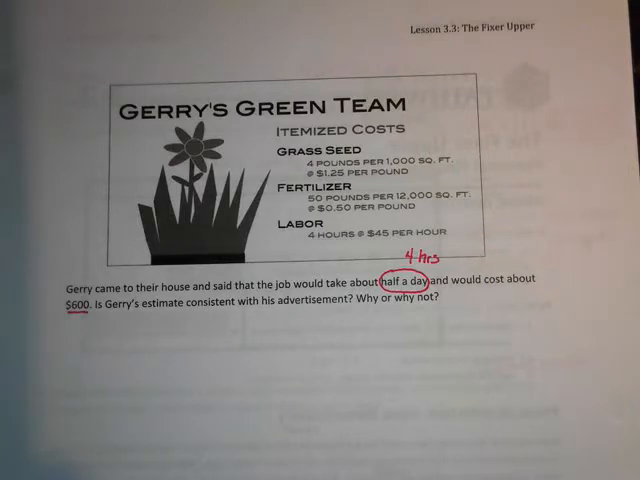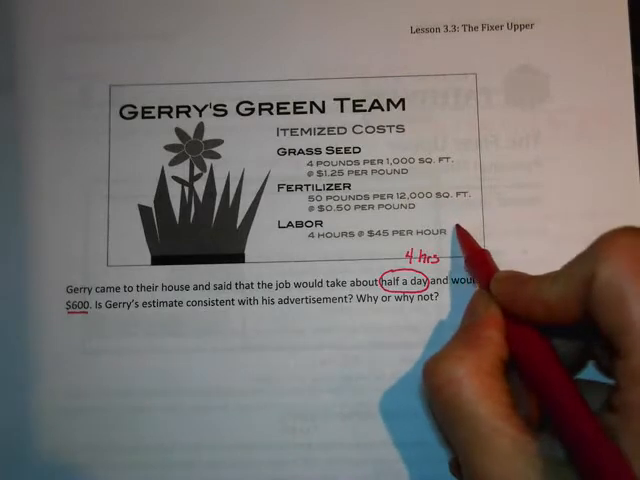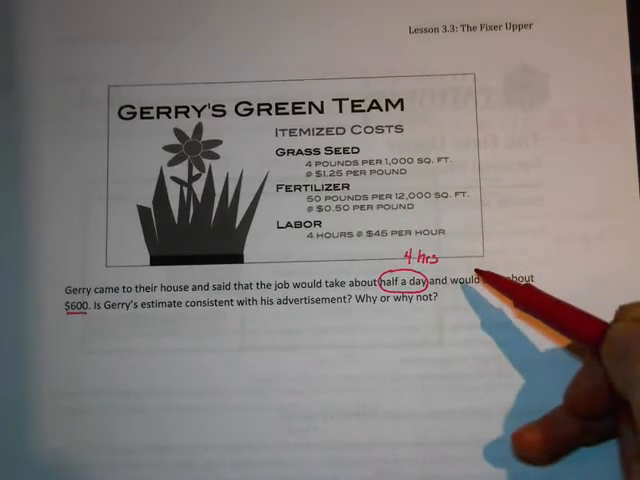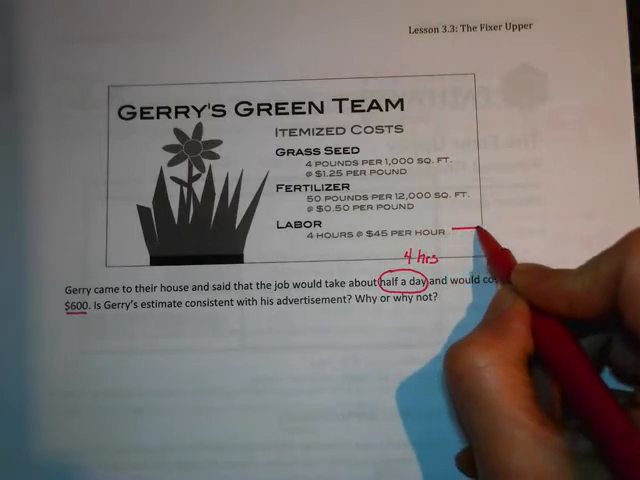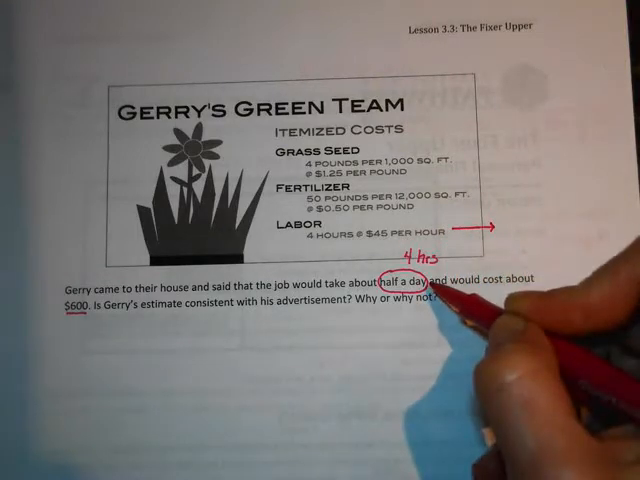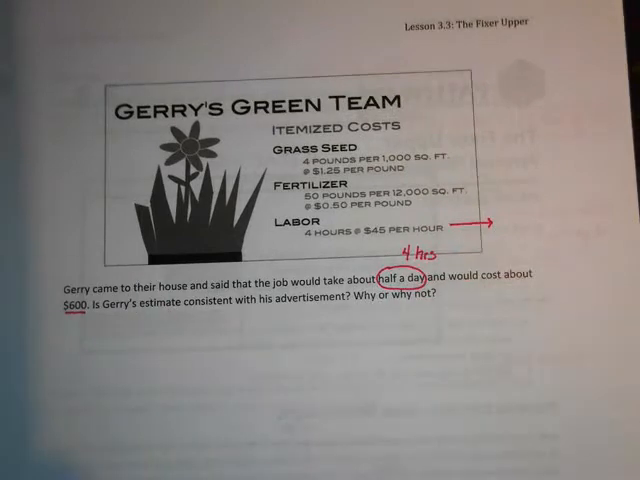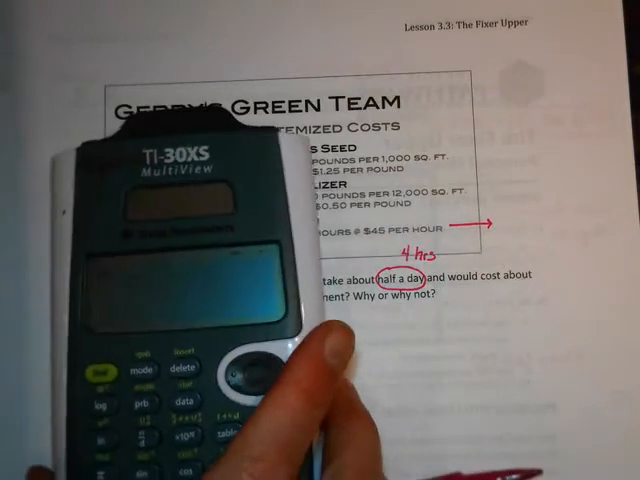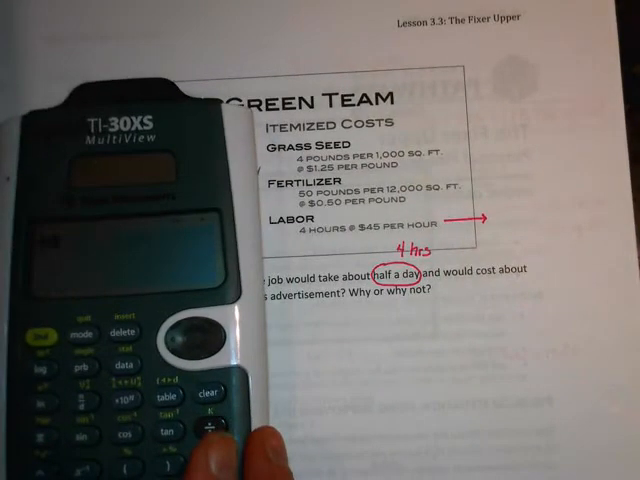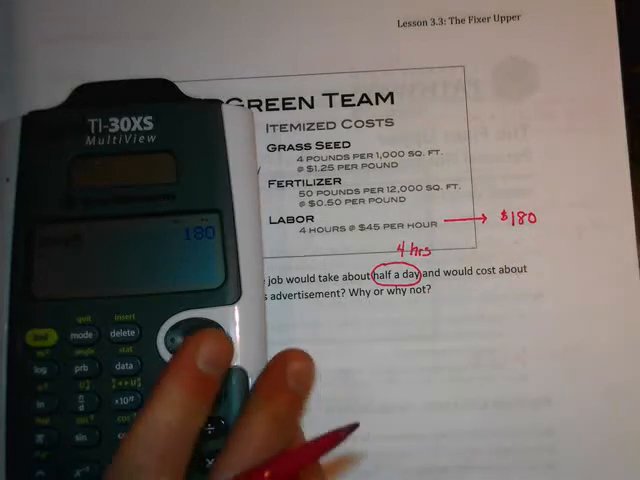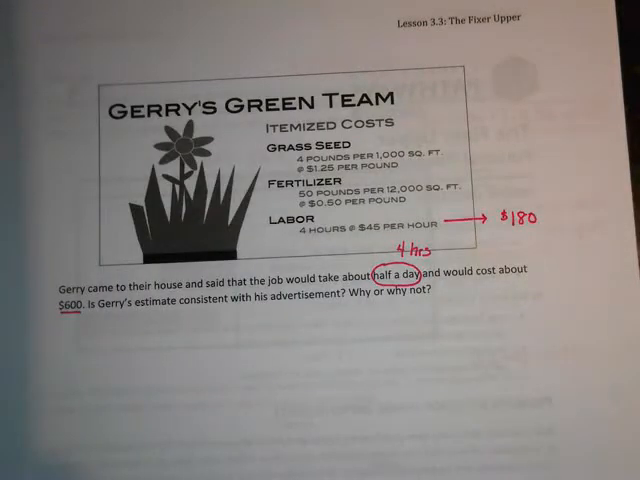All right. So here we go. Let's do this part right here. So we're going to have 3 costs: the grass seed, the fertilizer, and labor. We can do the labor pretty easily right now. He said it's a half a day, 4 hours, and it says 4 hours at $45 per hour. So how much is it going to cost in labor? Right? 4 hours at $45 per hour. So it looks like he's going to charge us $180 in labor based on his ad. Are we okay so far?